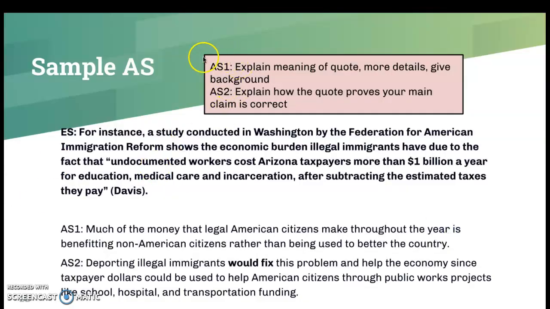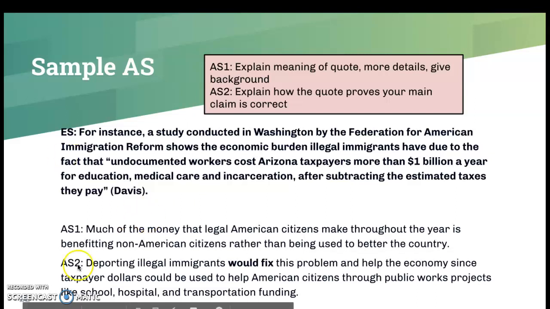So here is a little reminder for what we should be doing in our analysis sentence 1 and analysis sentence 2. So this is our ES, the one we already used, right? Talking about the Washington study, saying that undocumented workers cost Arizona taxpayers more than $1 billion a year in all these different aspects. So your first analysis should be explaining the meaning, giving more details, giving some background, right? So your first analysis could say, much of the money that legal American citizens make throughout the year is benefiting non-American citizens rather than being used to better the country, right? Kind of sheds some more light, kind of puts it into our own words, summarizes what the quote itself was saying.